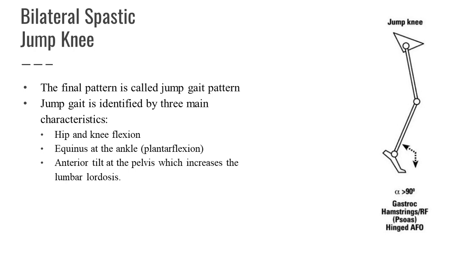The final gait deviation pattern I'm going to be taking you through is something we've pretty much already been over. It was bilateral. It's called bilateral spastic jump knee. We already went over it unilaterally in combination with true equinus. We saw true equinus with jump knee, and the characteristics are much the same here. There's hip and knee flexion along with equinus at the ankle and an anterior tilt at the pelvis, which compensates for the previous two characteristics and increases lumbar lordosis.